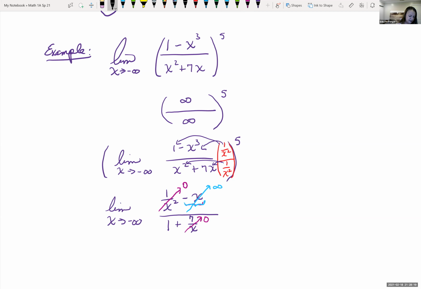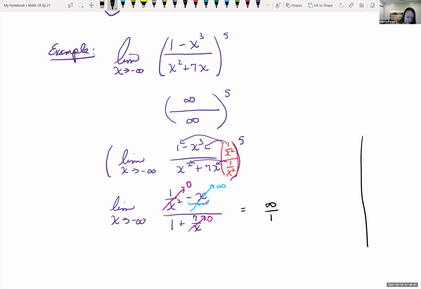So plugging in infinity and getting the reasoning, we have this infinity over 1. So technically the limit doesn't exist, but it's telling me if I graph this, my end behavior as x goes to negative infinity is going to be shooting upwards. So if we graph that function, we know that it's shooting upwards as x goes to negative infinity.